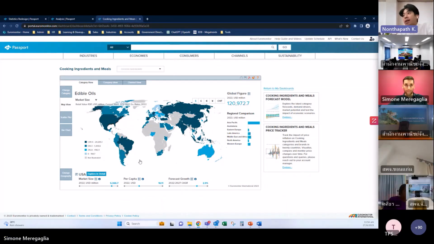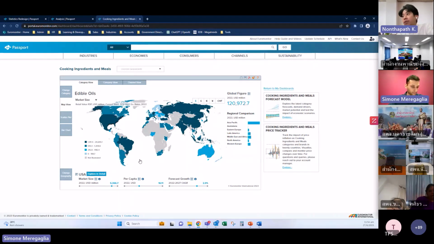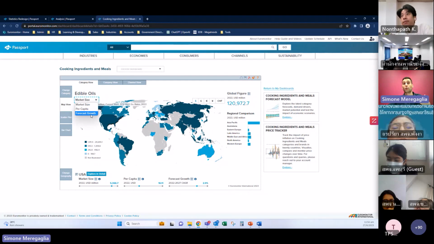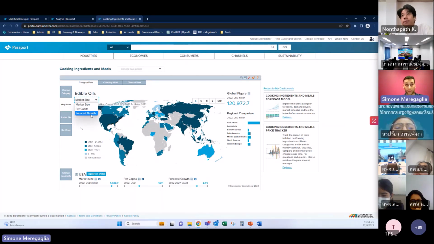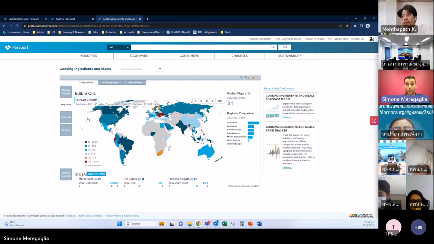And then if I want to understand which one is supposed to grow the fastest in the next 5 years, I can click on forecast growth. And here the situation changes a lot.